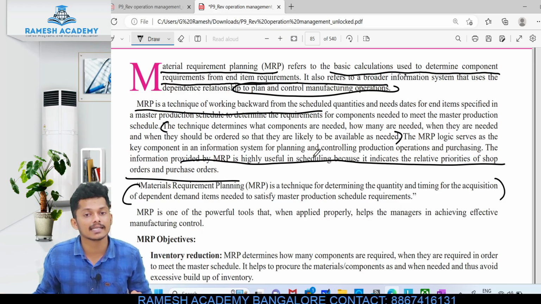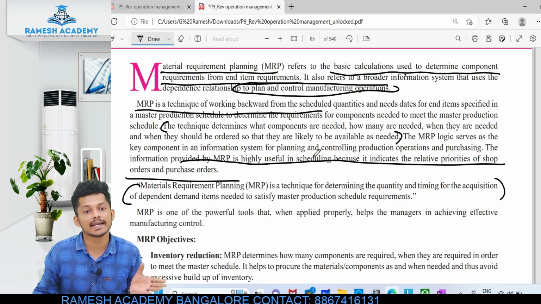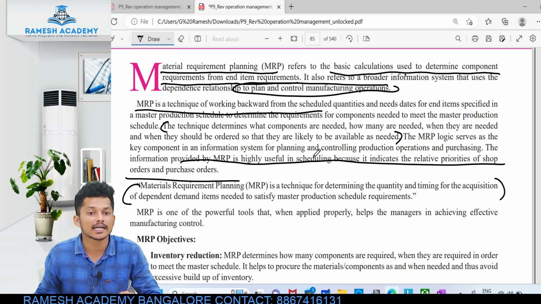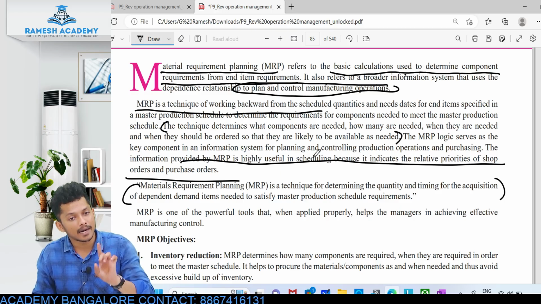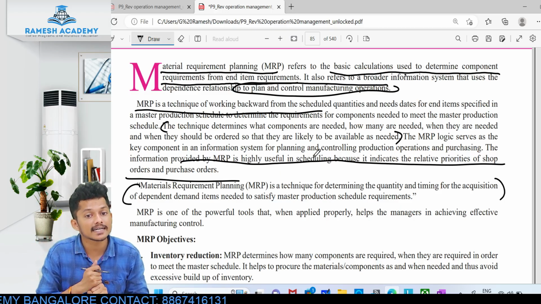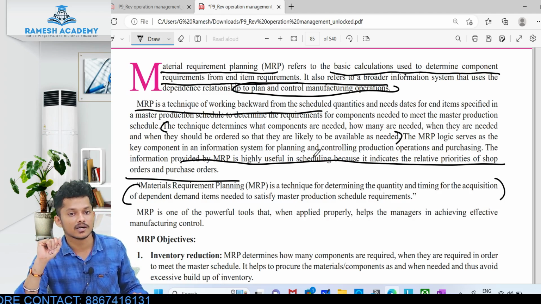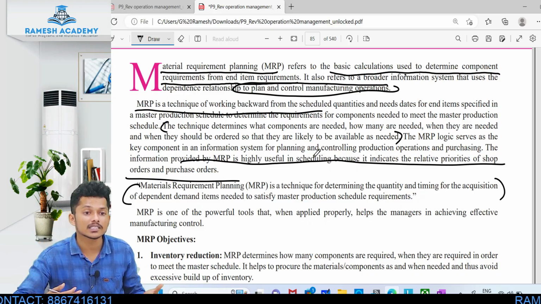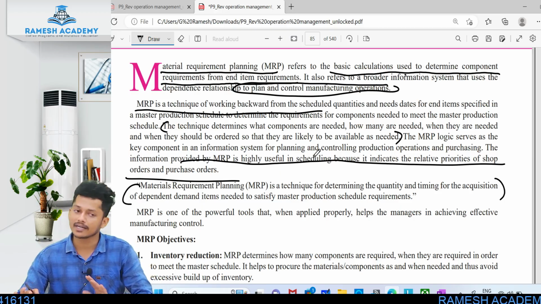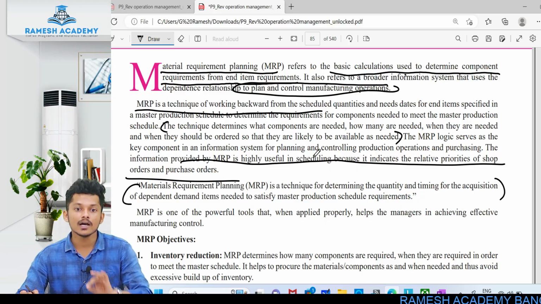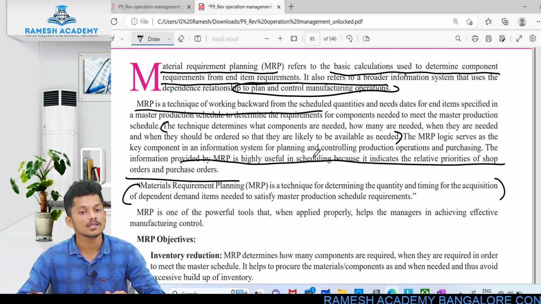Material requirement planning is a technique for determining the quantity and timing for the acquisition of the dependent demand items needed to satisfy master production schedule requirements. What did I tell? MRP is a technique. What technique? To determine the quantity and timing of the acquisition, and for what? To satisfy the master production schedule requirement.